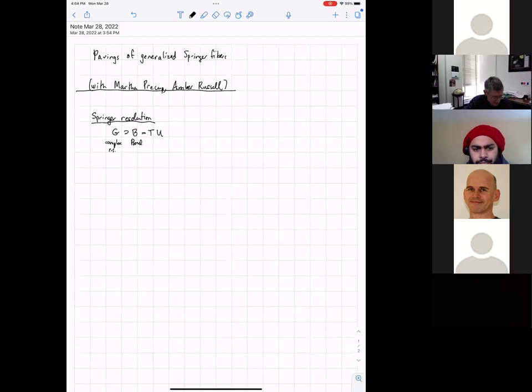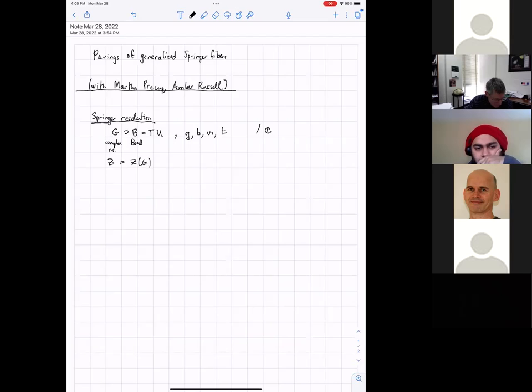And then the Lie algebras are 𝔤, 𝔟, 𝔲, and so on. I'm always working over ℂ here. That's actually not really essential, I don't think, but let's just do that anyway. I'm going to let Z be the center of G.